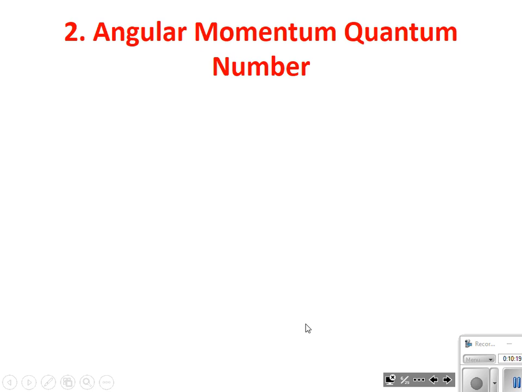The second quantum number is the angular momentum quantum number.